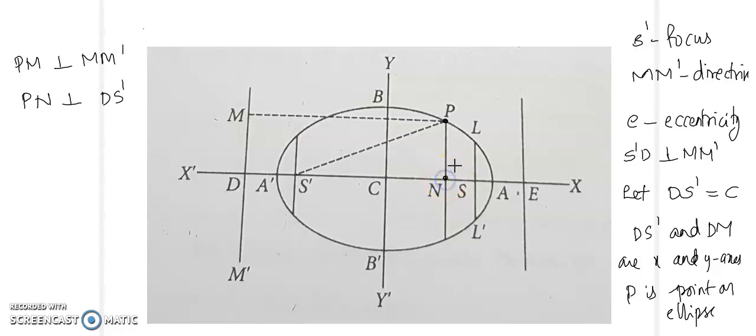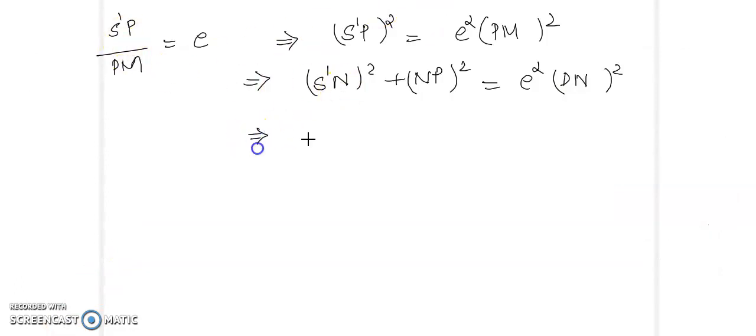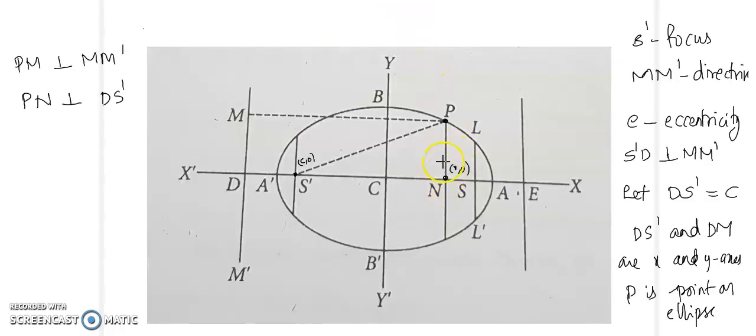ഈ പോയിന്റ് എന്ന് പറയുന്നത് ശരിക്കും X0 ആയിരിക്കും. And this is DS dash, നമ്മൾ ലെങ്ത് ഡിഫൈൻ ചെയ്തിരിക്കുന്നത് C ആണ്. So here this will be the point C0. So when you take the distance S dash N will be equal to X minus C. Okay. So you will have X minus C whole square plus, now let us look at the value of NP.